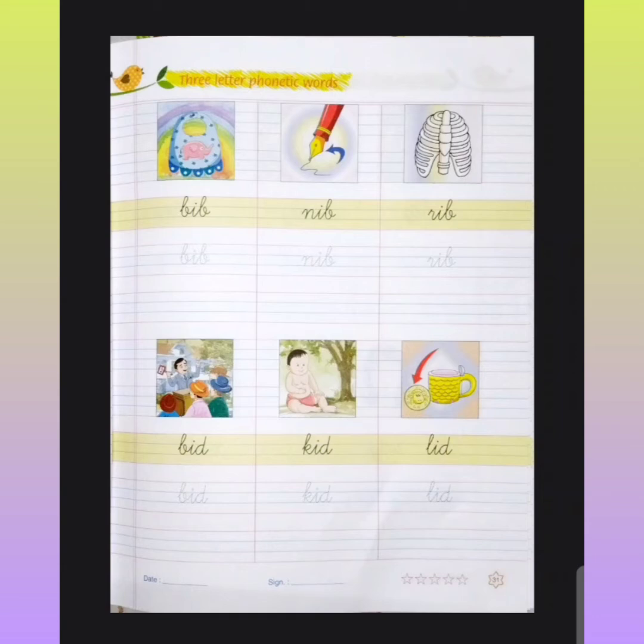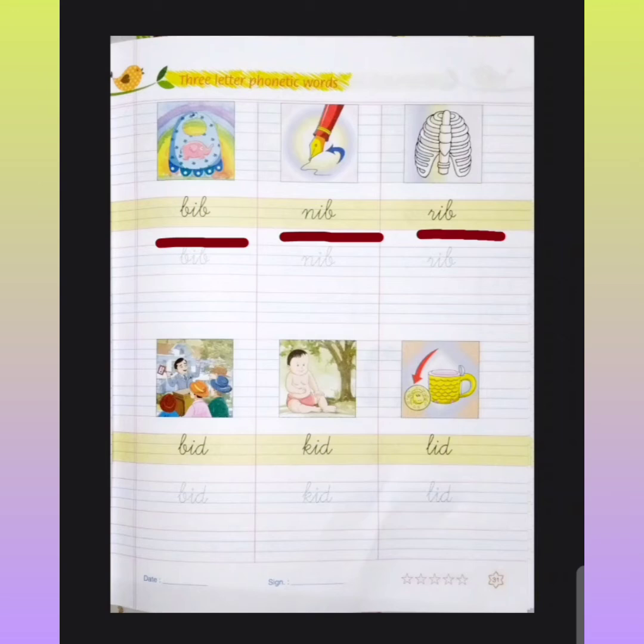What is bib? Bib is an apron, a small apron kind of thing which children wear. Now the next is nib, nib. Nib क्या होती है? पेन या पेंसिल की जो नोक होती है ना, जो टिप, उसे निब कहते हैं.